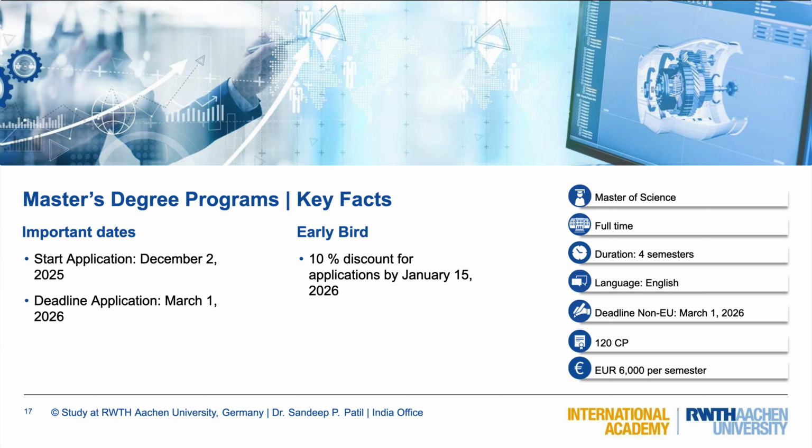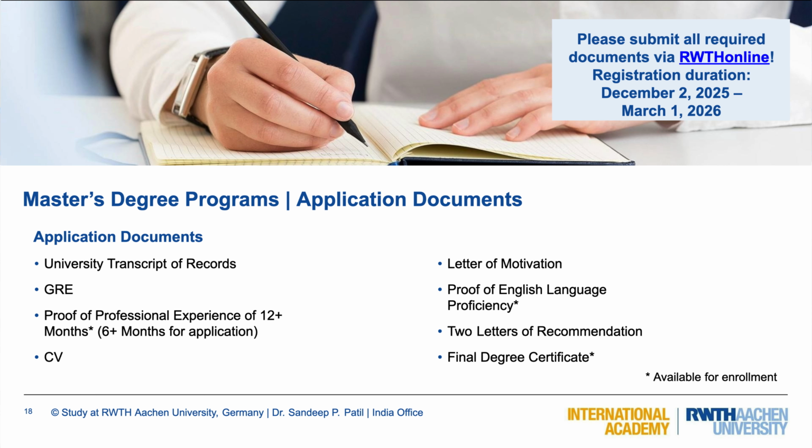It has 4 semesters: 3 semesters of theory, labs, and hands-on experience, and the last semester is dedicated to the master thesis. The overall credits we are going to earn is 120 credits, and the per semester tuition fee is 6,000 euro. Of course, early bird will be 10%, so 5,400 euro per semester if you submit your application before 15th of January. With that, we do have many scholarships also. I'll see whether we covered it or not, and then I can explain it to you.